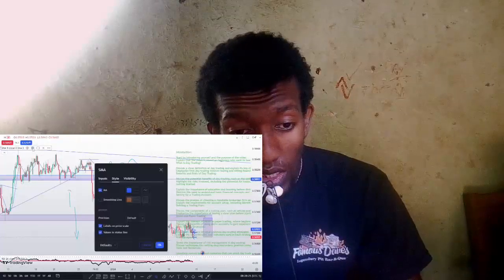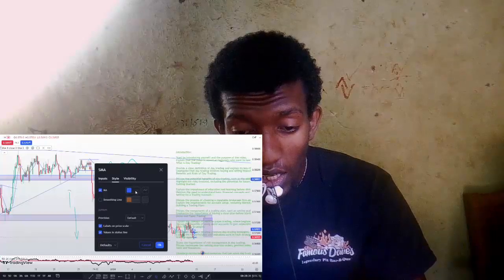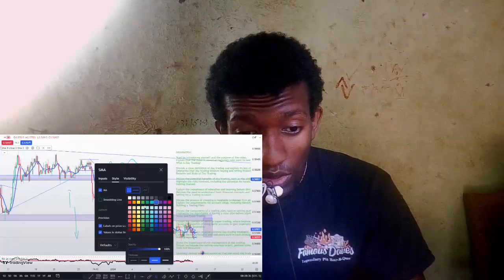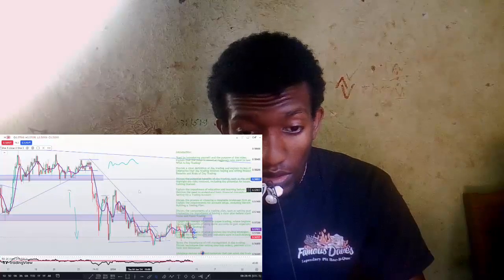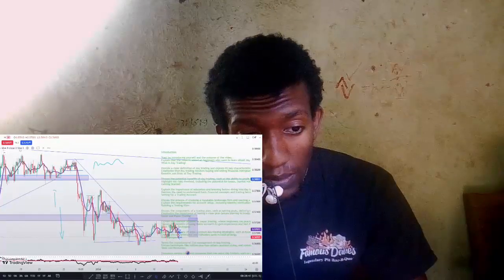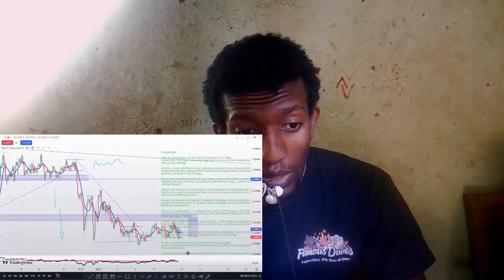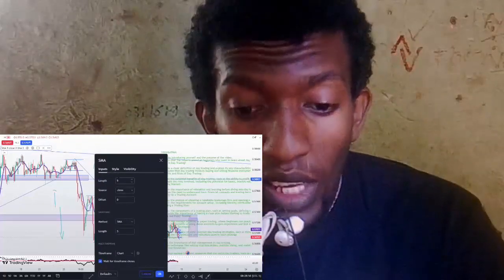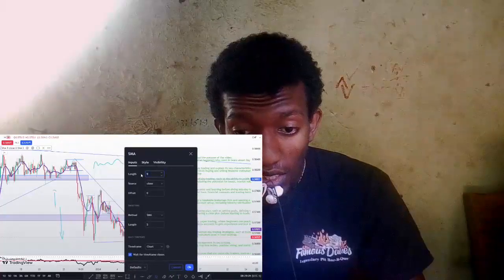Let's change the settings right here, the gear icon. Change the moving average line to thicker so that you can see it clearly. Change the color to red, or let's use purple. As you can see, this is a moving average with a period of 9.